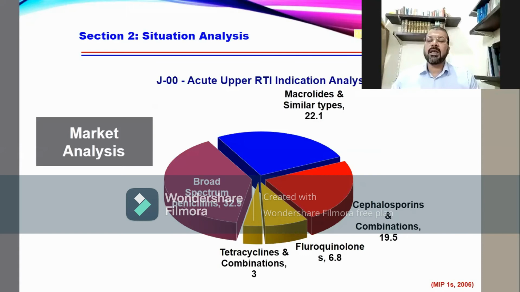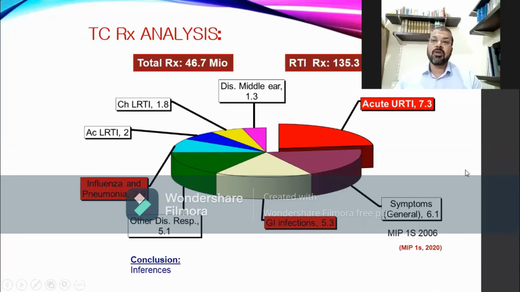In acute upper respiratory tract infection, we are going to see which molecules are being prescribed. For example, 32.9% of cases are being treated with broad spectrum penicillin, then 3% with tetracycline, 6.8% with fluoroquinolones, and around 20% with cephalosporin and combination, and macrolide 22%. This tells us that this particular indication is treated by this class of antibiotics. It's not about brand or molecule yet, it's about class.